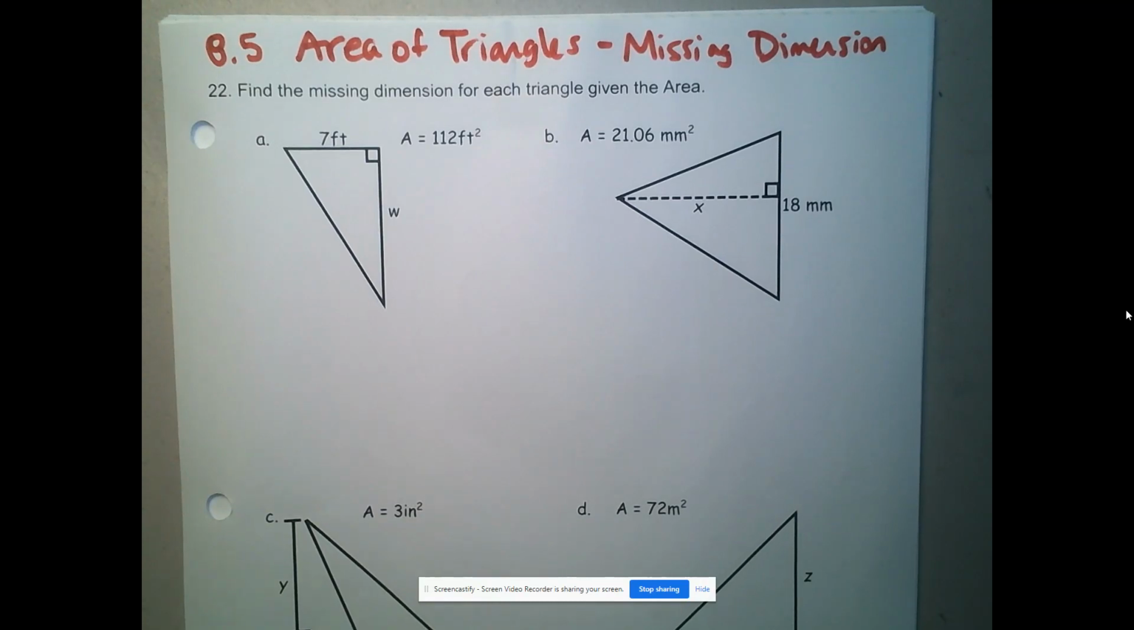All right, now I broke 8.5 into two videos. The first video was finding the area of a triangle. The second part, this video, is going to be missing dimension.